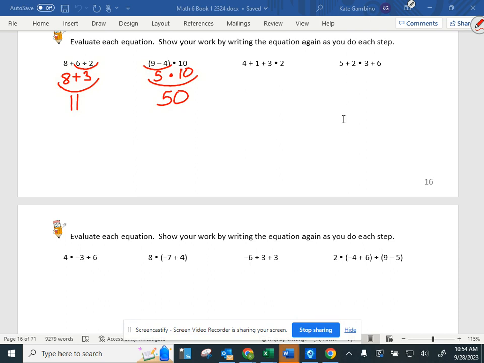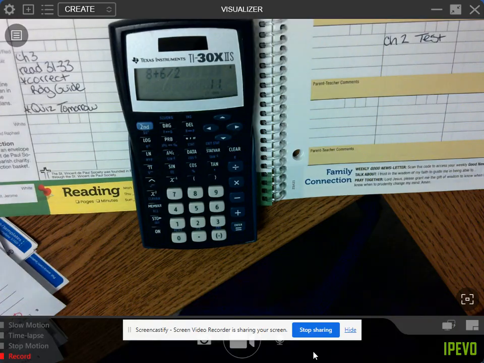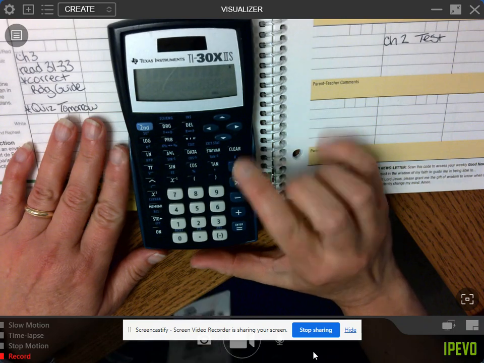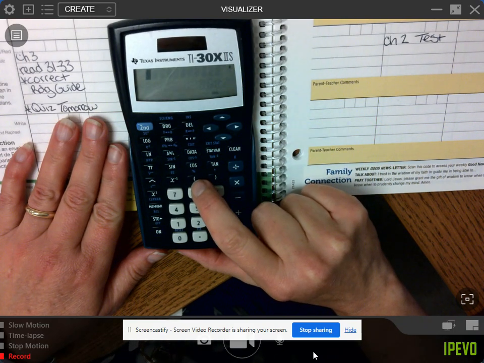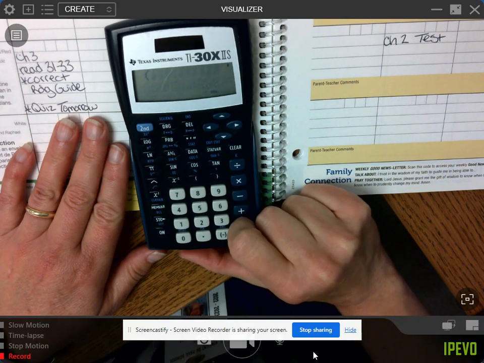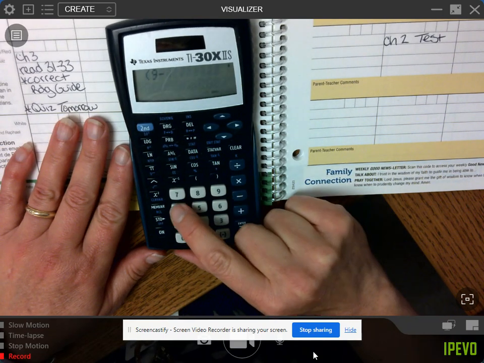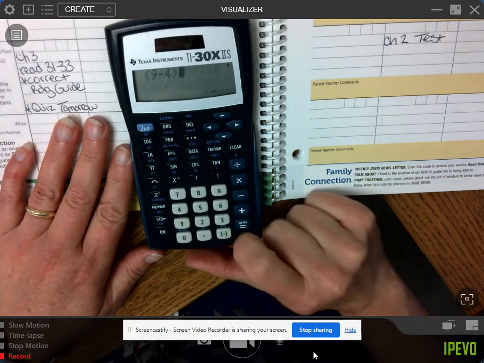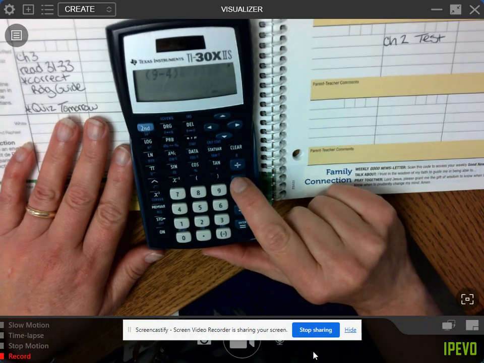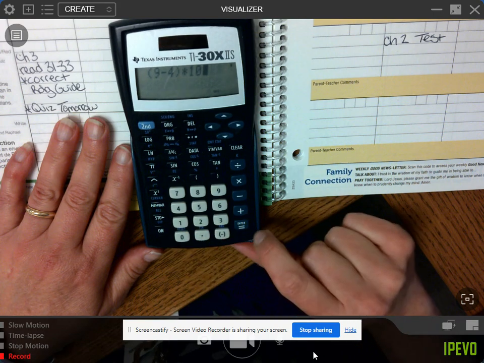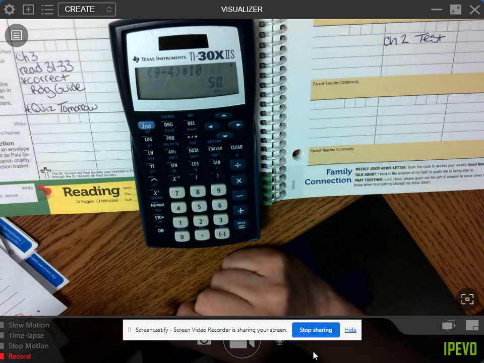And then if I use my calculator, we need to be able to do parentheses on our calculator. So I'm going to look to see where I have my parentheses button. I have my first parentheses, then I do 9 minus 4, my next parentheses, and then was it times 10? Times 10, and that equals 50.